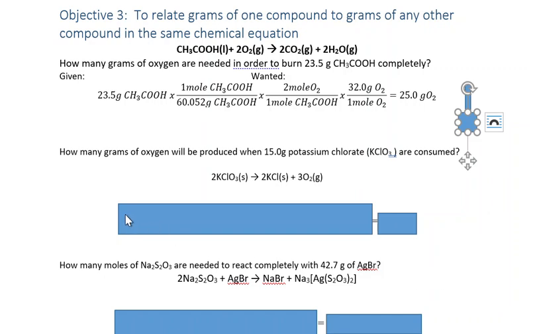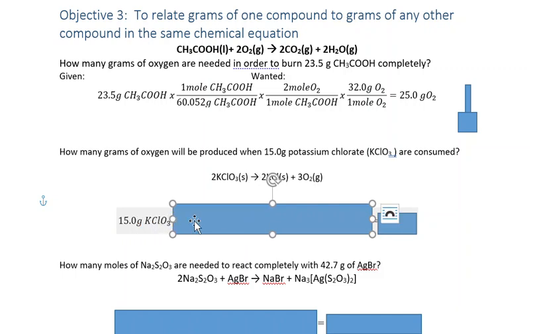Well, we'll put our given over here, and we'll put what we want over here. So over on this side of my page, I'm going to say they've given me 15.0 grams of potassium chlorate, and over here on this side, I'm going to say what I want is grams of oxygen. And then I have to figure out how to navigate from the grams of potassium chlorate to my grams of oxygen.